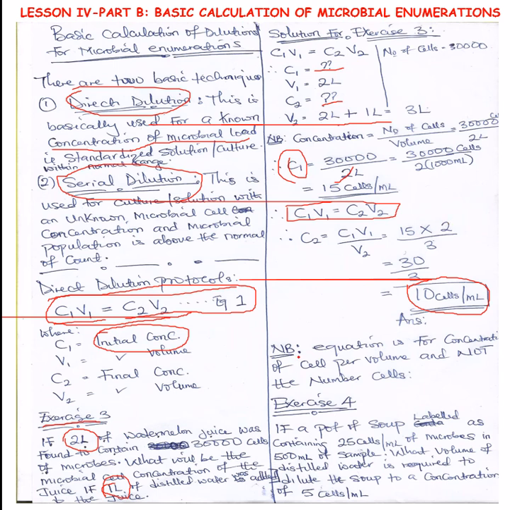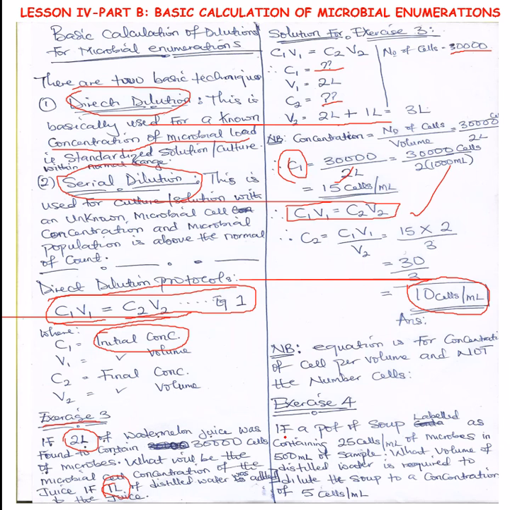Then this question says, note that the equation is for concentration of cells per volume, not the number of cells. The question gave you the number of cells, not the concentration, and you must use the concentration to do the calculation, not the number of cells. So if you have the number of cells, you have to convert it into concentration before you can use equation 1 for this dilution process. Having said that, let's move to exercise 4.